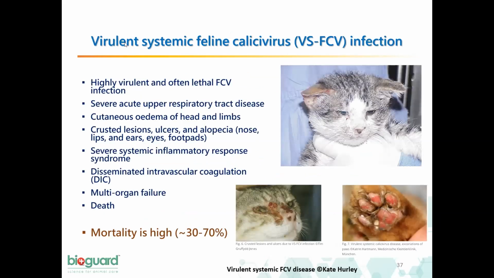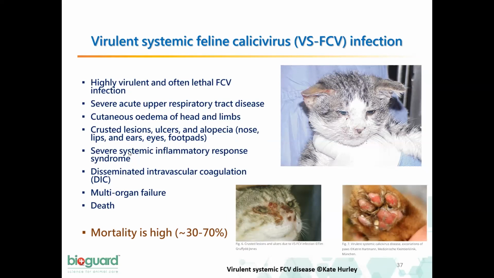So virulent systemic feline calicivirus infections will cause more severe clinical signs, such as a very high viral load, which will be seen in the cat, and these clinical signs can be very lethal. You can see here that the lesions are not restricted to the oral area, but extend to the skin outside, and also on the nose, lips, ears, eyes, and foot pads. You can see the lesions very clearly.